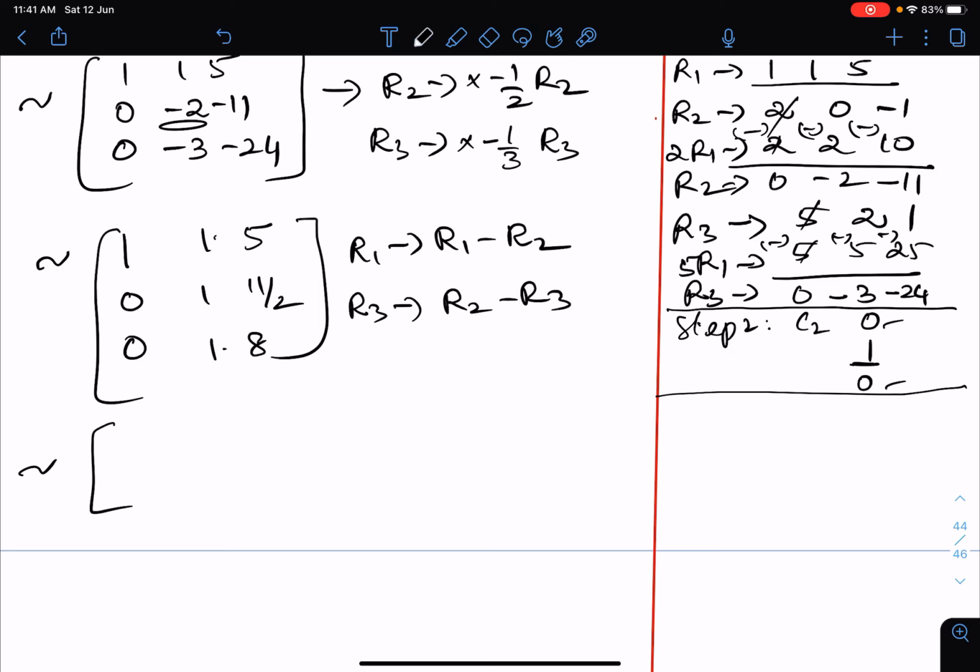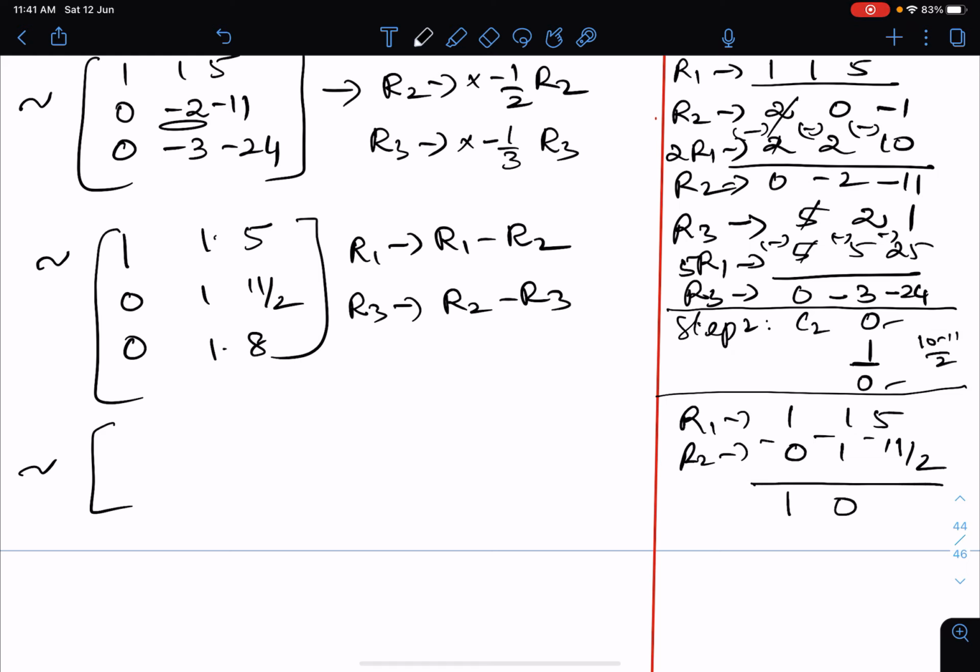Okay, now our R1 is going to be R1 minus R2, with R1 = [1 1 5] and R2 = [0 1 11/2]. Subtracting, the signs change, so this will be 1 and this will become 0, and this is 5 minus 11 by 2. What will be 5 minus 11 by 2? It is 10 minus 11 by 2, taking LCM, so it is going to be minus 1 by 2. Okay, this is going to be your R1. So 1, 0, minus 1 by 2.